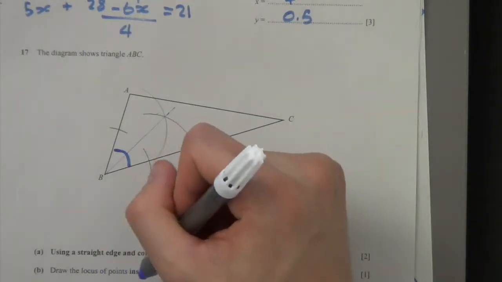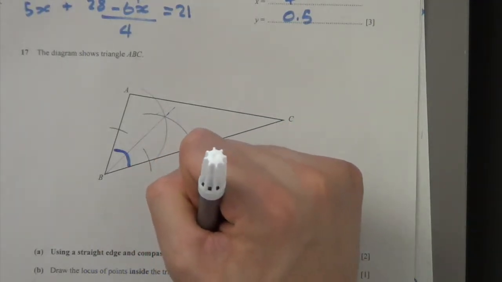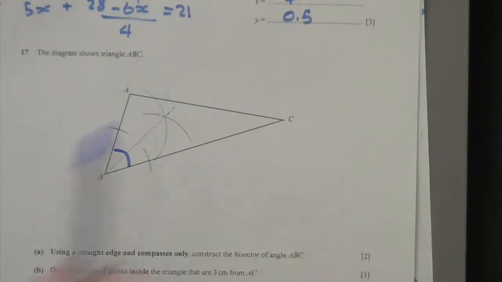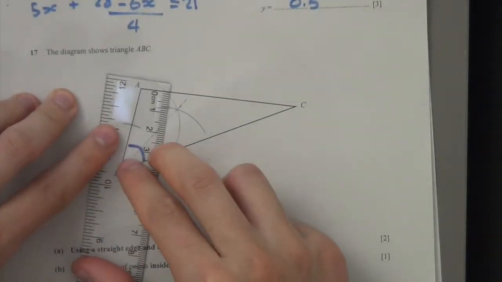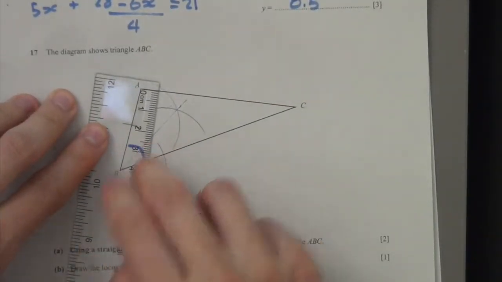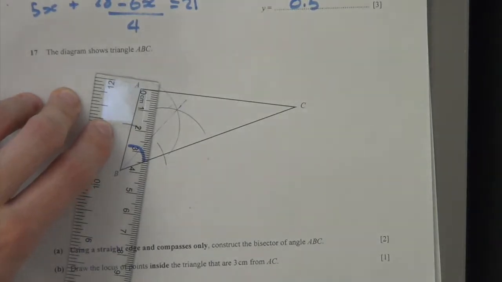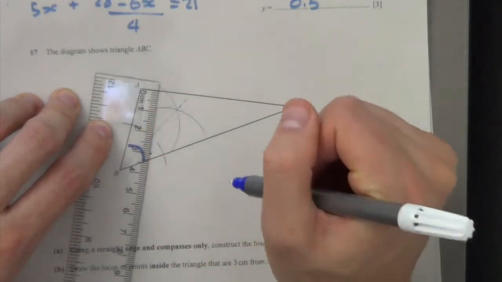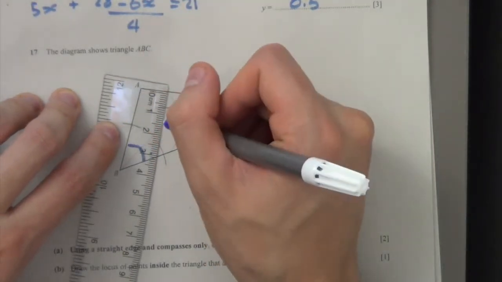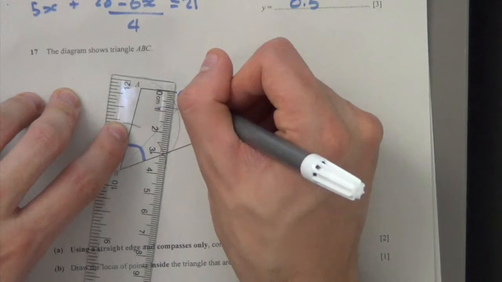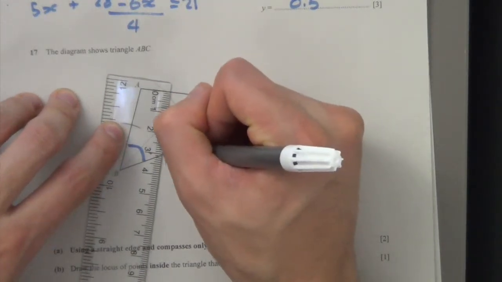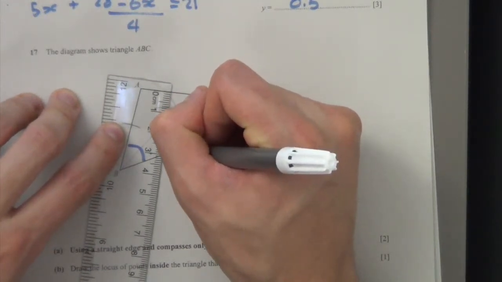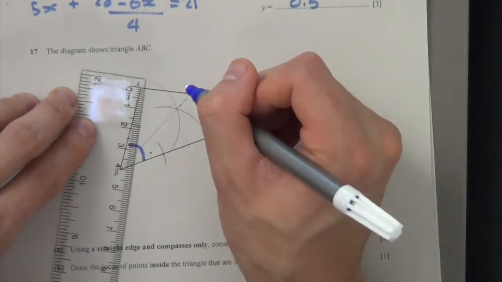Now it says draw the locus of points inside the triangle that are 3 centimeters from AC. So here is AC. I'm going to have my ruler here. Basically, I'm just going to jot down 3 centimeters from that line, from line AC.